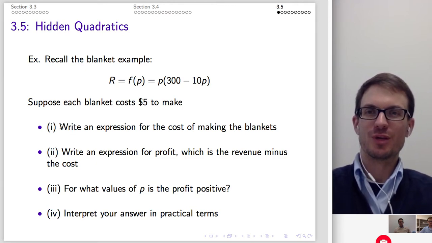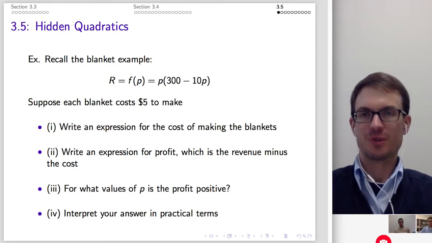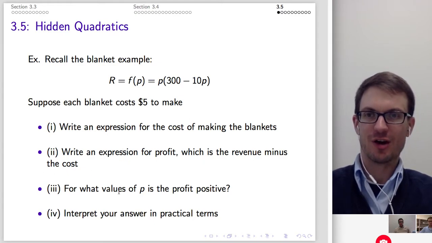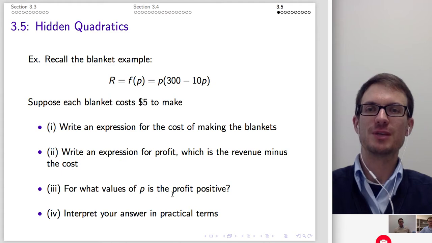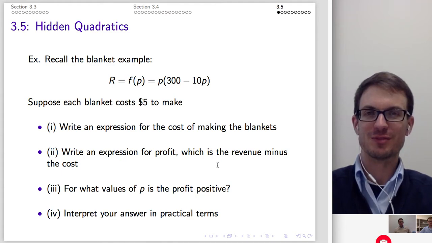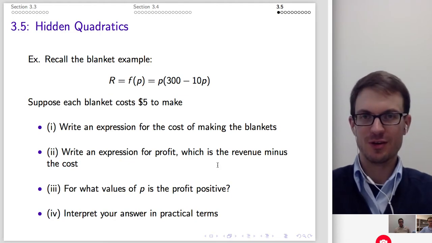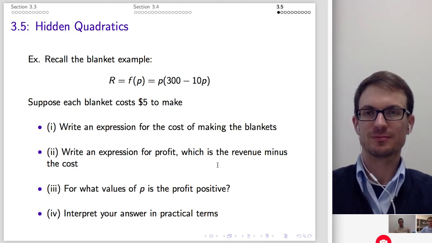Okay, so what we want to do here is write an expression for the cost of making the blankets. We'll write an expression for the profit, revenue minus the cost, and then find out for which values of P the profit is positive. And then interpret your answer in practical terms. All right, so pause the video, go ahead and do this.